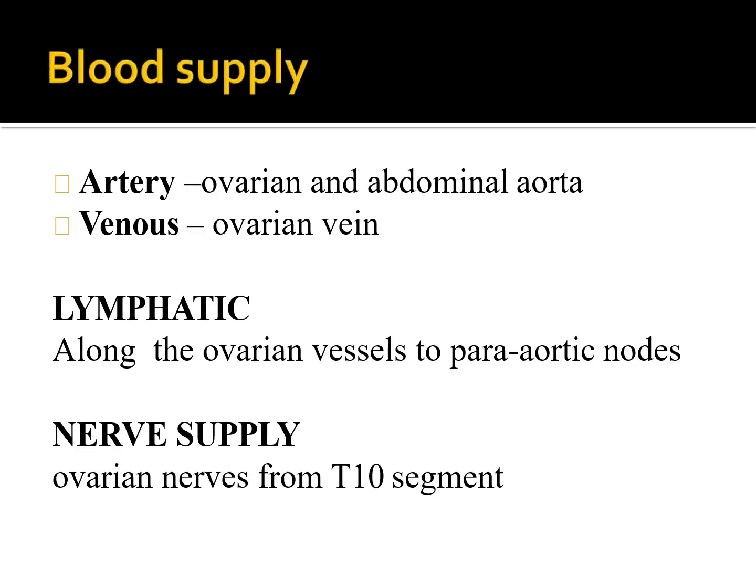Blood supply to the ovary is by the ovarian artery from the abdominal aorta, and venous drainage is by the ovarian vein. Lymphatic drainage is along the ovarian vessels to the para-aortic nodes. Nerve supply is by the ovarian nerve, that is the T10 segment.